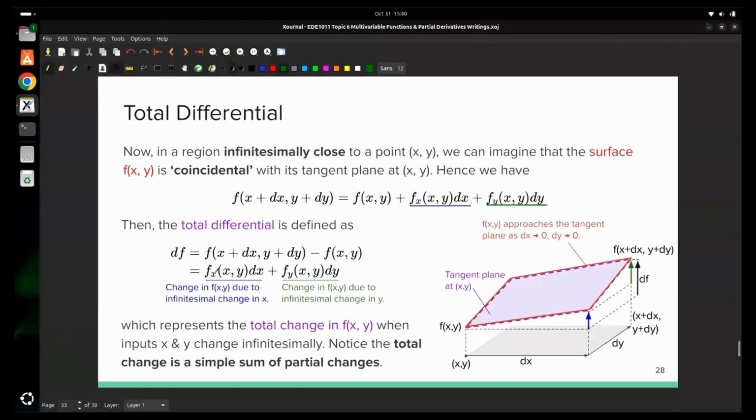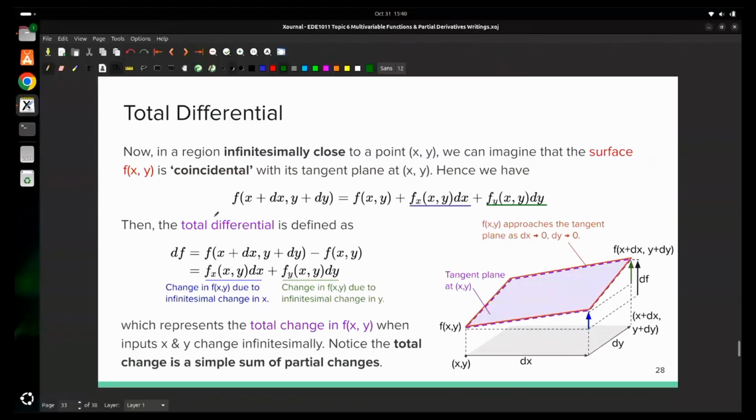Okay? So therefore this is like what? Change in f due to an infinitesimal change in x, because dx is an infinitesimal change. And the same goes with the second term in green. Okay, so the total change is just a simple sum of partial changes. And in this case, the df, we call that the total differential. Okay?